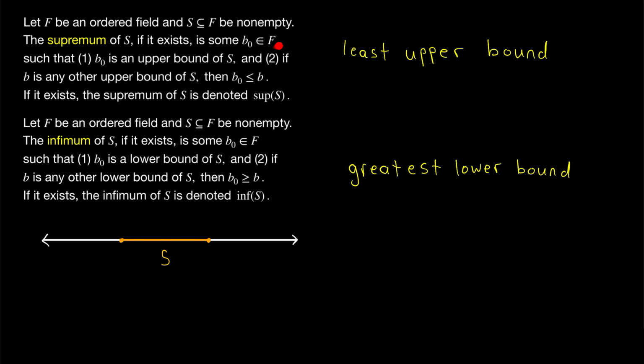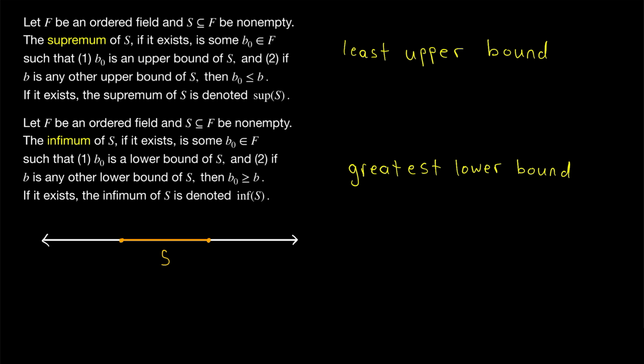some B0 from the ordered field, such that 1, B0 is an upper bound of S, and 2, if B is any other upper bound of S, then B0, the supremum, is less than or equal to B, that other upper bound. That should make sense because the supremum is the least upper bound. So if B0 is the supremum and B is any other upper bound, B0 must be less than or equal to that other upper bound B. If the supremum of S exists, it's denoted like this, sup of S.